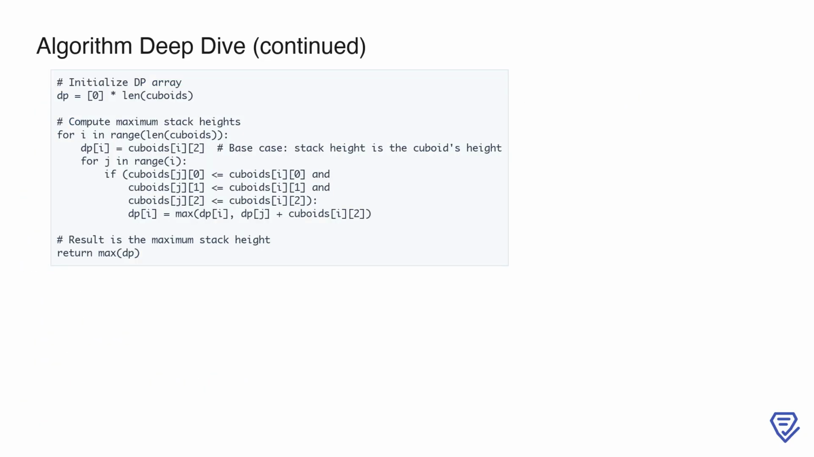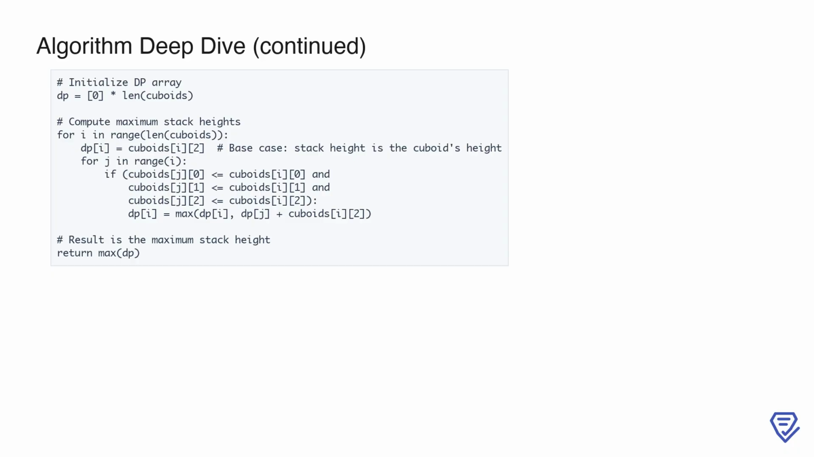To implement the algorithm, we start by normalizing the dimensions of each cuboid. For every cuboid, we sort its dimensions to ensure the order length <= width <= height. Then, we sort the list of cuboids based on these normalized dimensions. After that, we initialize a dp array where each element represents the maximum stack height ending with the corresponding cuboid. For each cuboid i, the base case is that the stack height is simply the height of that cuboid.